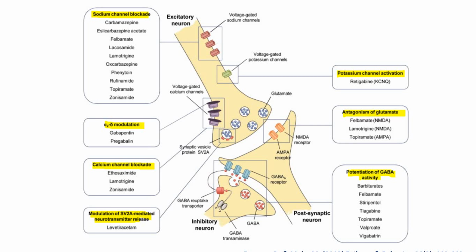Potentiation of GABA activity takes place by barbiturates, felbamate, stiripentol, tiagabine, topiramate, valproate, and vigabatrin. Potassium channel activation, the lone drug is retigabine. Antagonism of glutamate, you have felbamate, lamotrigine, and topiramate. Alpha 2 delta modulation is gabapentin and pregabalin. Calcium channel blockers are ethosuximide, lamotrigine, and zonisamide. A small bit of remembrance or memory you have to do today itself.